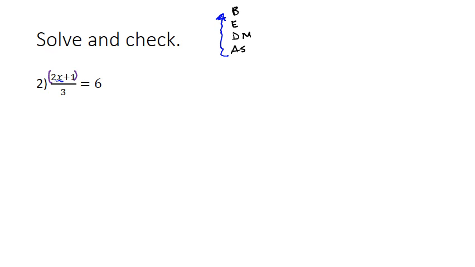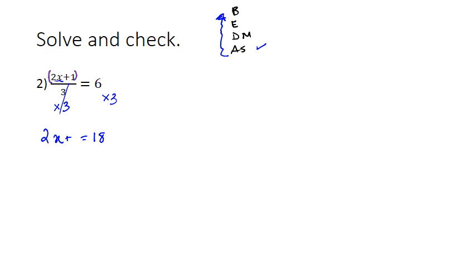So here I don't have any addition or subtraction outside my brackets. So then I'm looking for a division or multiplication. I have division. It's 2x plus 1 all divided by 3 is equal to 6. So to get rid of the divided by 3, I'm going to multiply both sides by 3. That will cancel out this 3. So I'd be left with 2x plus 1 is equal to 18.